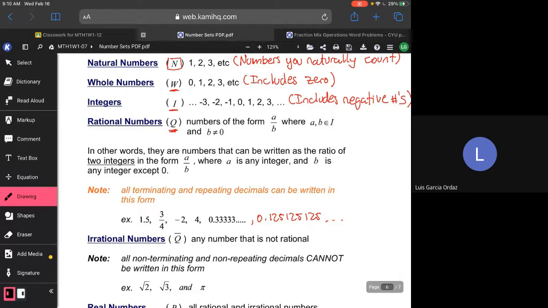So irrational numbers, we have the same letter Q, but it has a horizontal line on top. So it's any number that is not rational. So Q with the line on top are irrational numbers. These are all non-terminating and non-repeating decimals that cannot be written in this form.